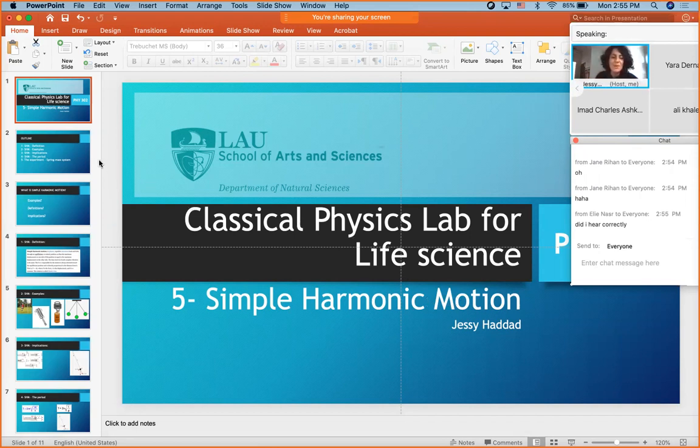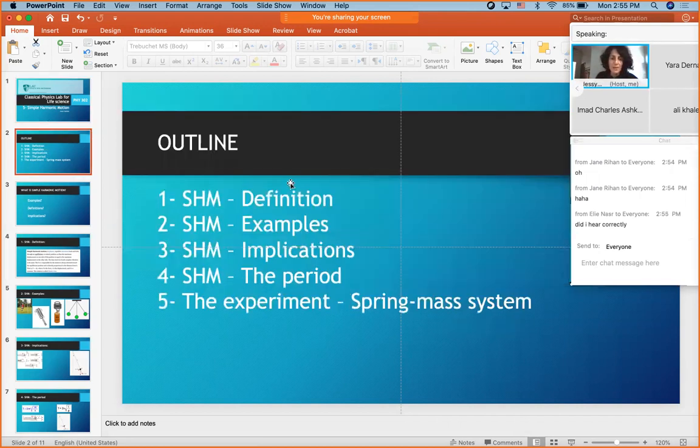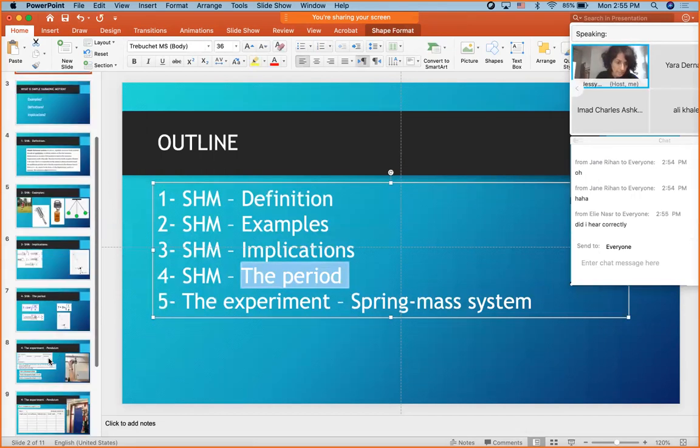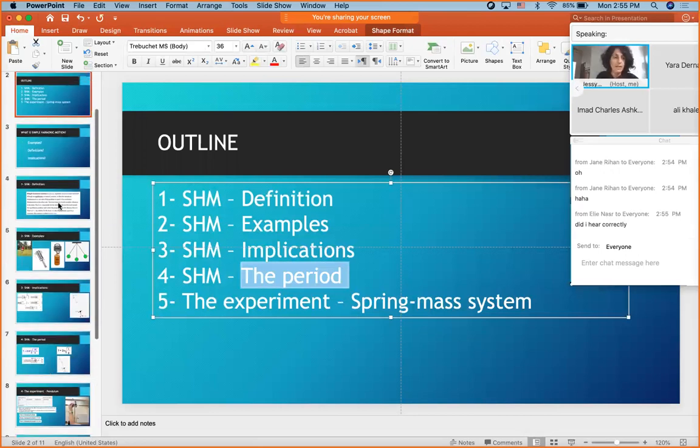So this is my favorite topic, by the way. This is the outline. What is simple harmonic motion? Some examples, implications as in Newton's second law, and then what happens to equations of motion and so on, and the period specifically, and eventually the experiment. Okay, there's a missing item here. Anyway, I can fix it later.